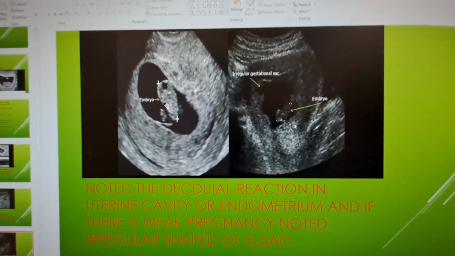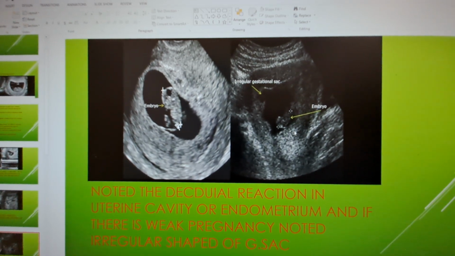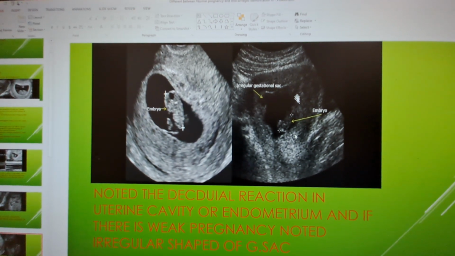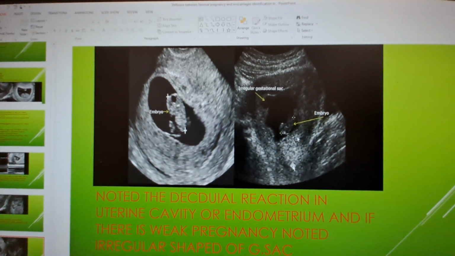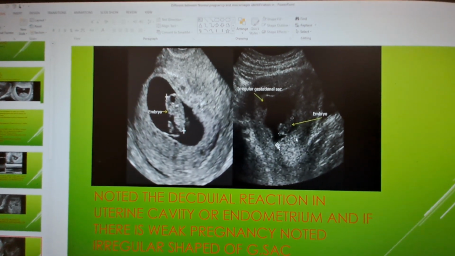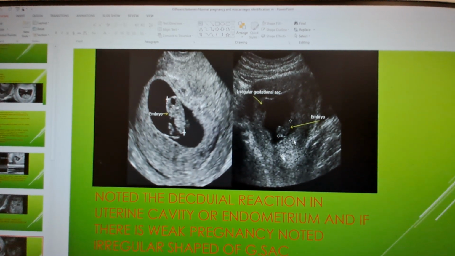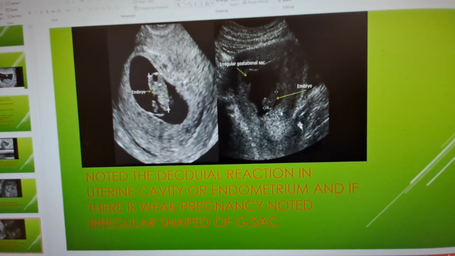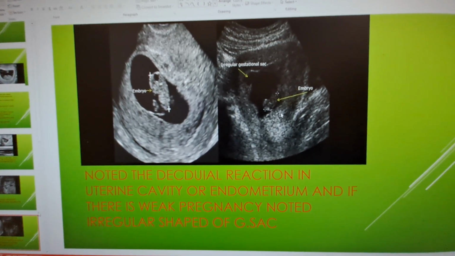Now, what is the finding? We see a regular wall of the gestational sac in the normal pregnancy, with the embryo. On the other side, there is an irregular wall of the gestational sac, but the embryo is fine, though the wall and the decidual reaction are not proper. So this is also a sign of a weak pregnancy, and we have to guide the patient that the outcome might not be good, ending in a threatened abortion, and then the threatened abortion might come out as a miscarriage.